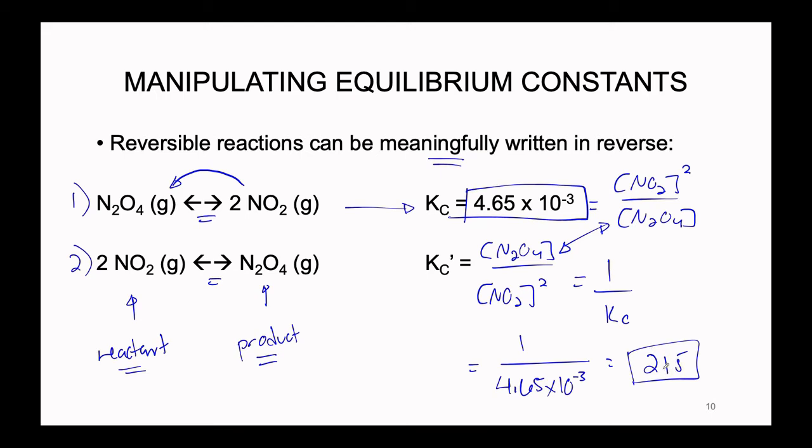What this is telling us is that in the second situation, the ratio of our product to our reactant is greater. The reason we can draw that conclusion is that our value here, 215, is definitely larger than 4.65 times 10 to the negative 3. This is a value greater than 1, meaning that, numerically speaking, you're going to have more product as the reaction is written than reactant. In other words, you're going to have more N2O4 than NO2, regardless of how you write this reaction.